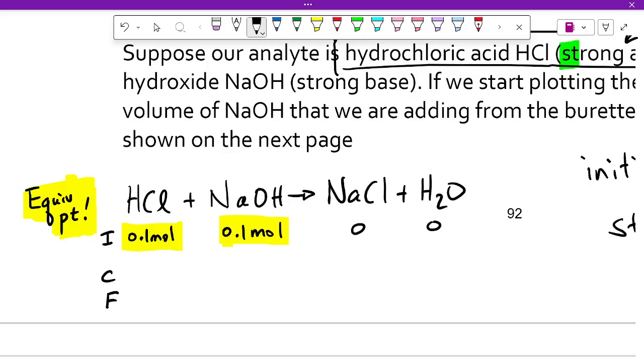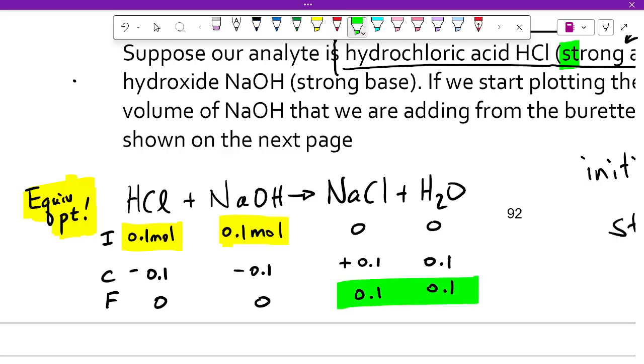What would we end up at the end of this reaction? Everything would go down. The reactants would both go down by 0.1. And this would go up by 0.1, and this would go up by 0.1. So 0, 0, 0.1, and 0.1. What is the pH at the equivalence point? 7. Because all we've got left at the equivalence point is sodium chloride and water.